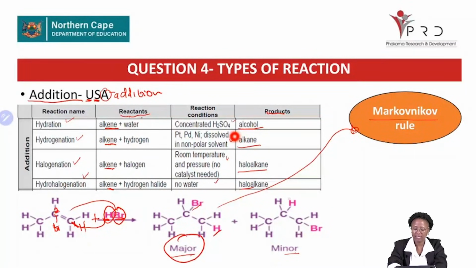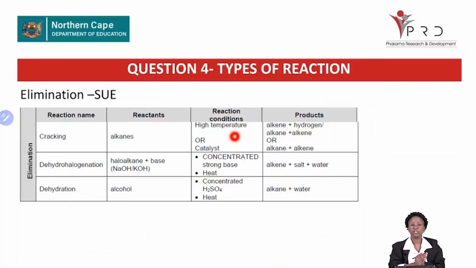A minor product is the vice versa. You are actually putting the Br where there are more hydrogens, and you are putting the hydrogen where there are fewer hydrogens. Right, I hope we are together there. Then we are quickly going to move on to the next type of reaction, which is elimination reaction. Remember, under elimination reaction, there are only 3 types that you need to go back and revise. It's cracking, dehydrohalogenation, as well as dehydration.